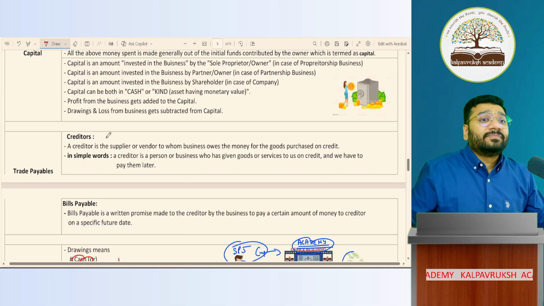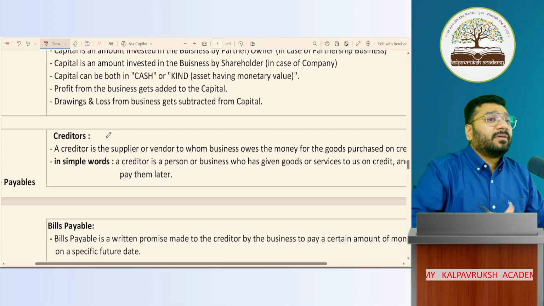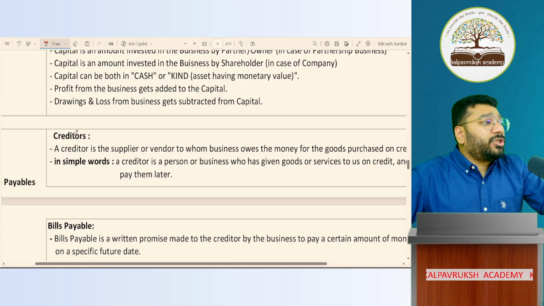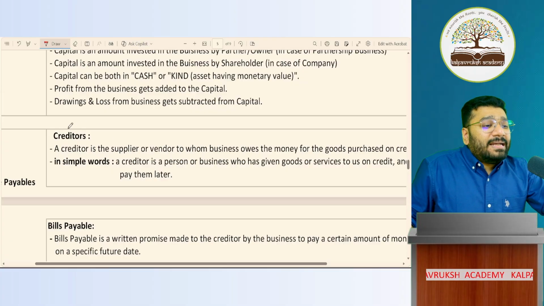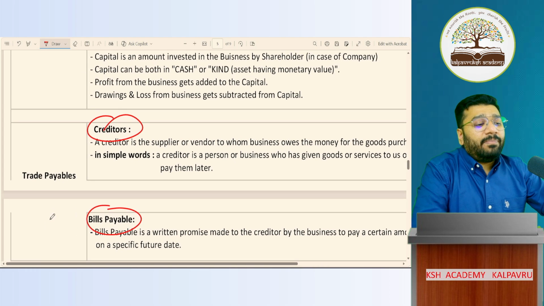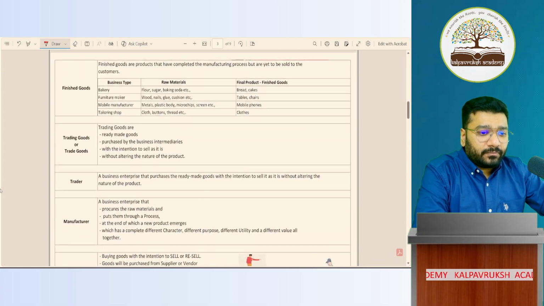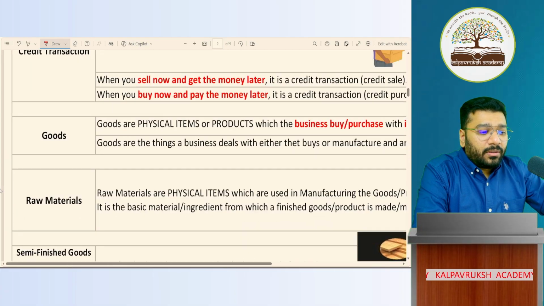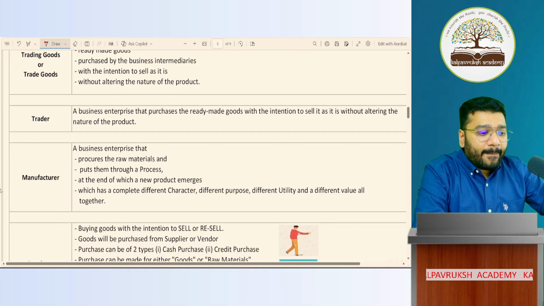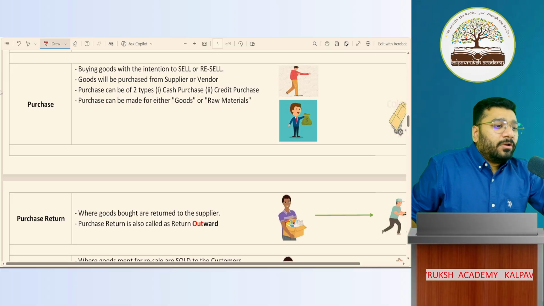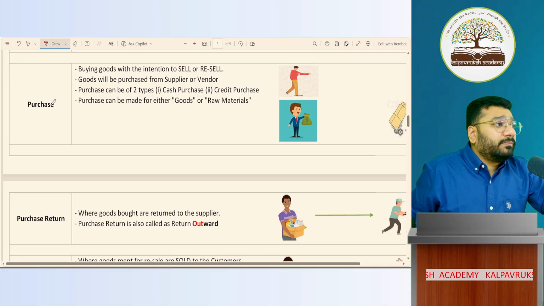Now, next, in the question, you will come across a term called creditor, bill payable, trade payable. Now, what does it mean? You have to see. Creditor is a term that is associated with the purchase.